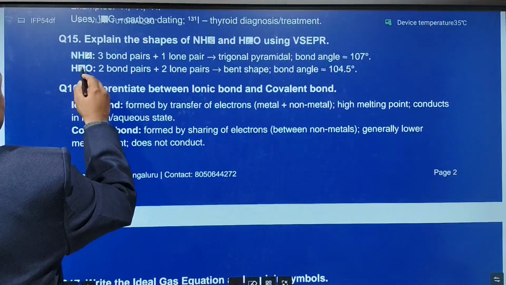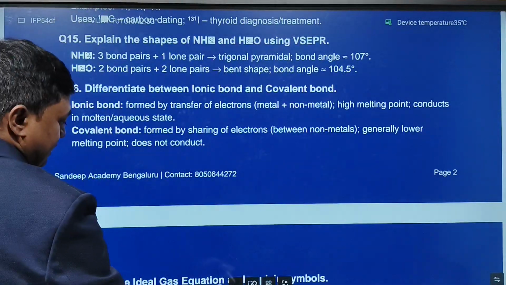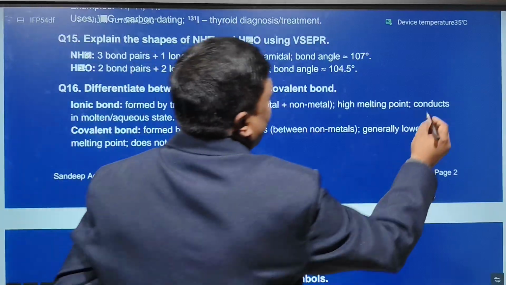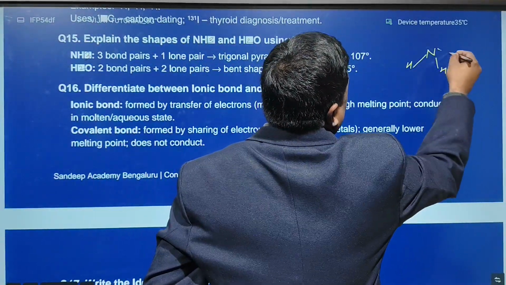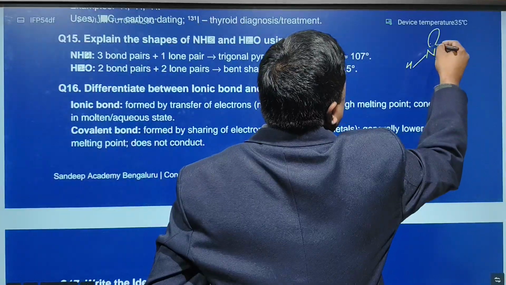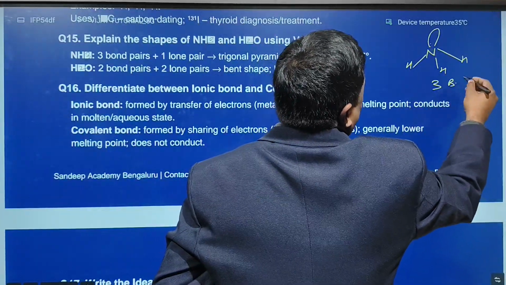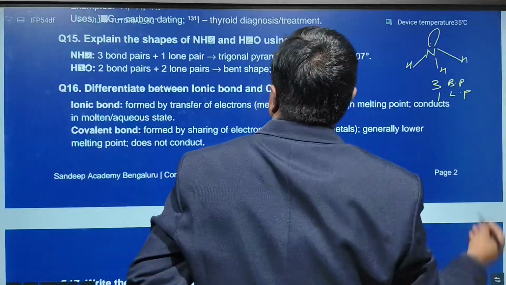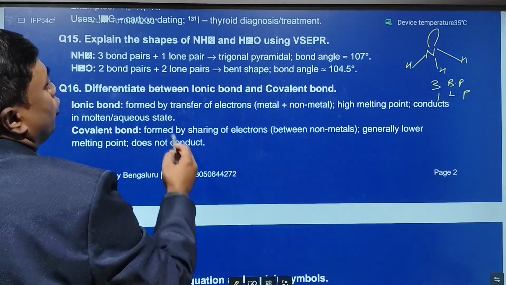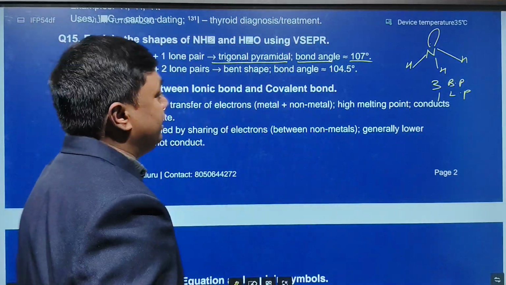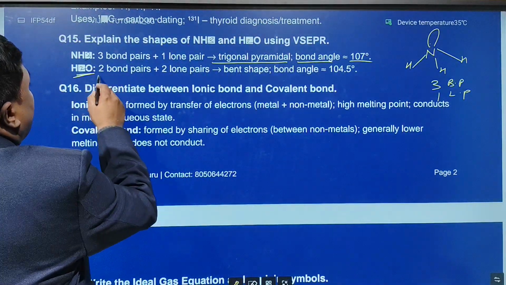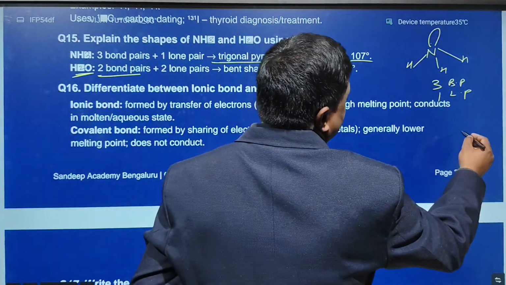NH3 and H2O. 3 bond pairs are there in NH3. Let's see how it is. Nitrogen is there, hydrogen, hydrogen, hydrogen, and one lone pair of electrons. So there are 3 bond pairs and 1 lone pair. It is trigonal pyramidal, and the bond angle is 107 degrees.